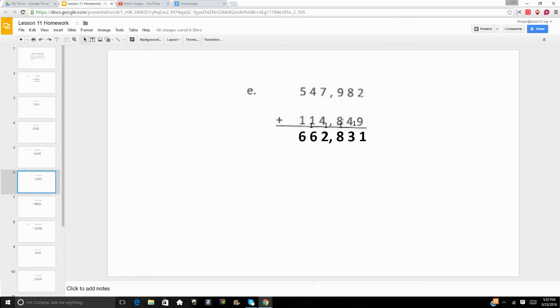9 plus 8 plus 1 is 18. Keep 8 here and regroup that set of 10 into the thousands place. 7 plus 4 is 11 plus 1 is 12. Can't have 12 hundreds. Thousands, we can keep 2 and we regroup that 10 into the 10,000s. 4 plus 1 is 5 and 1 is 6. And 5 plus 1 is 6.